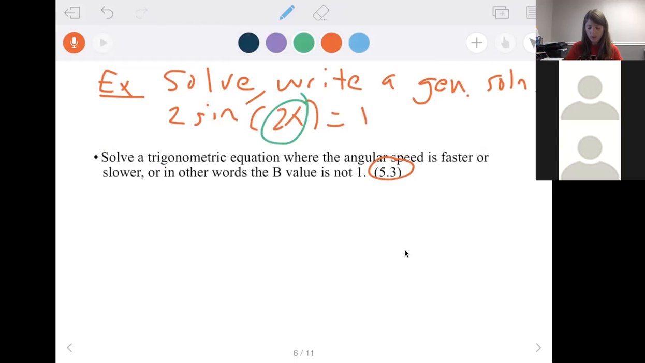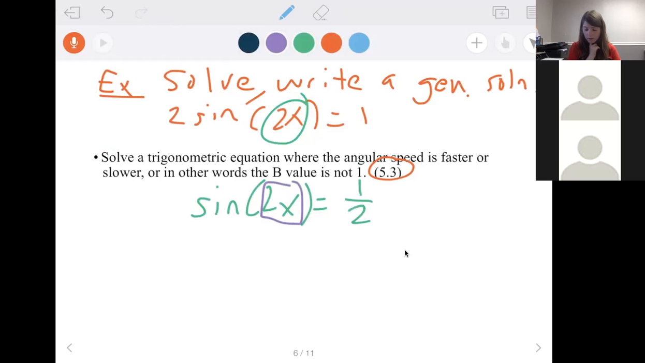So really, solving this trig equation, if it were just a 2 sine x equals 1, would not be a problem. We would go ahead and, as our first step, divide by 2. So sine of 2x equals 1/2. And then I just want you to think about this part as an angle. So we're going to think about what angle gives us a sine of 1/2.